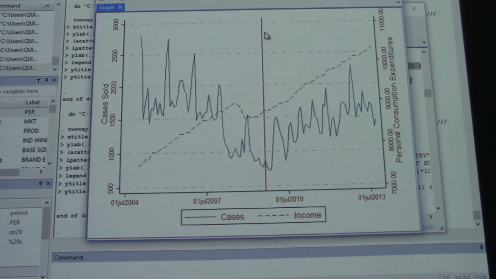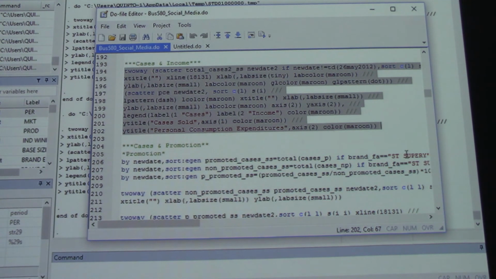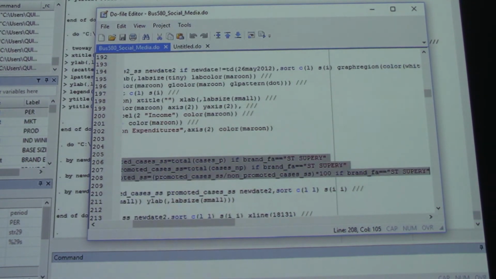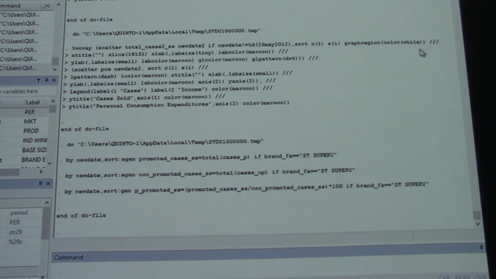And then here's the income and cases. Okay, ACV is pretty easy, but promotion we're going to have to generate. So this is going to take a couple of things. Let me run these first, and then we'll explain it.